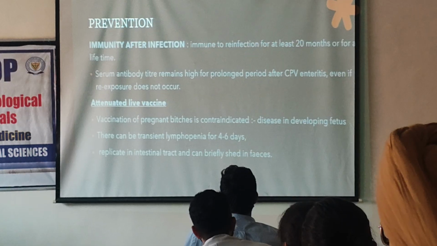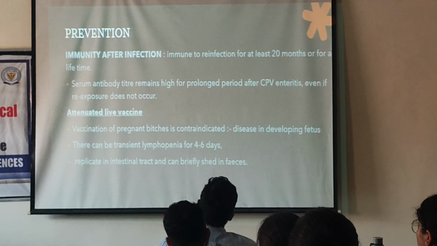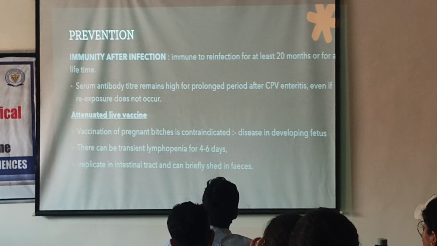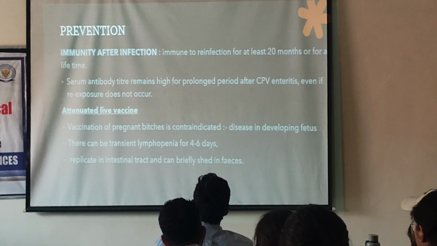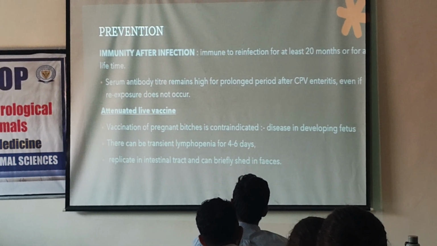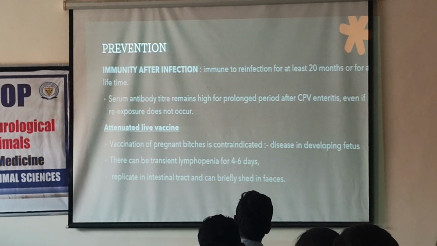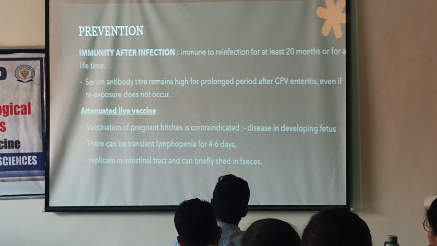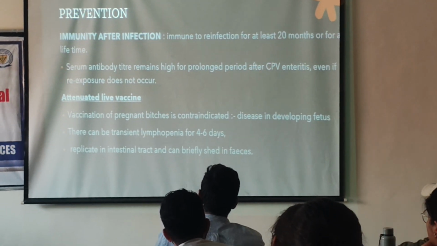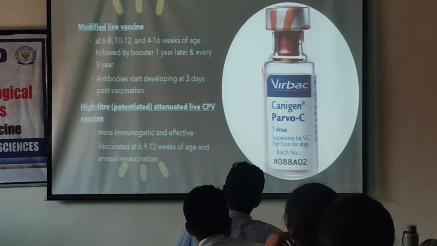For prevention, after infection the animal is immune to reinfection for at least 20 months or for a lifetime. Serum antibody titer remains high for a prolonged period after CPV enteritis, even if re-exposure does not occur. Attenuated live vaccines: vaccination of pregnant bitches is contraindicated because disease will develop in the fetus. There can be transient lymphopenia for 4 to 6 days.